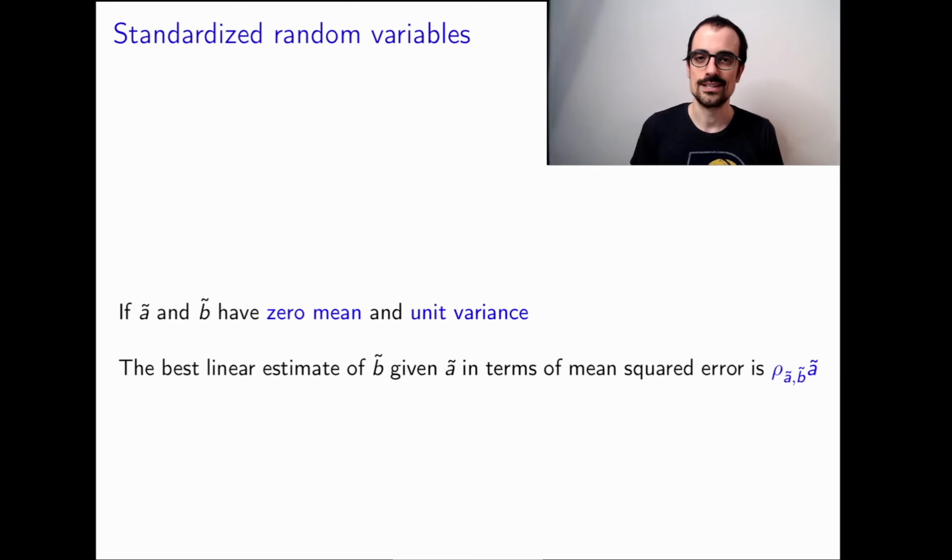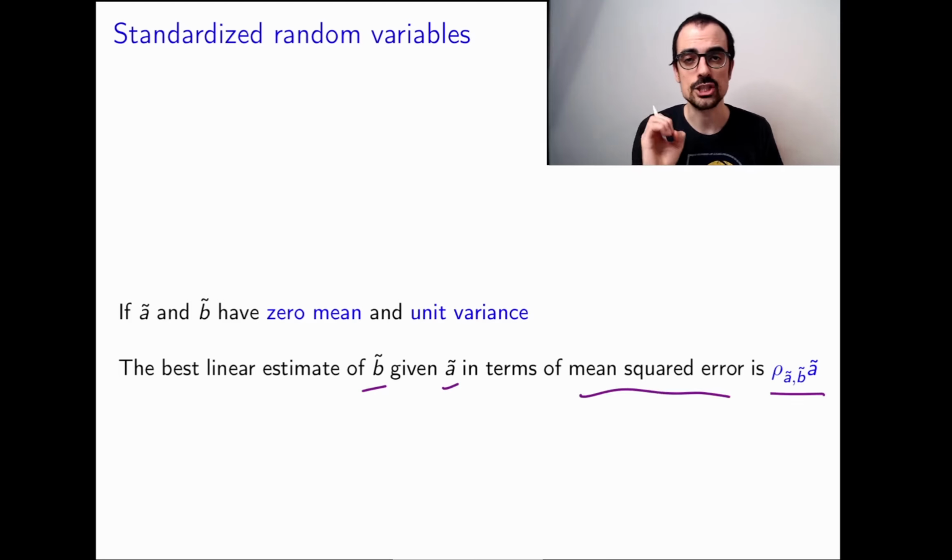We actually have already solved this problem of determining what the optimal linear estimate is in terms of mean squared error for standardized random variables that have zero mean and unit variance. In a previous video, we established that the best linear estimate of B given A in terms of mean squared error is obtained by multiplying A by the correlation coefficient between A and B, which just corresponds to the expected value of the product between A and B. But this only holds for quantities that have zero mean and unit variance.